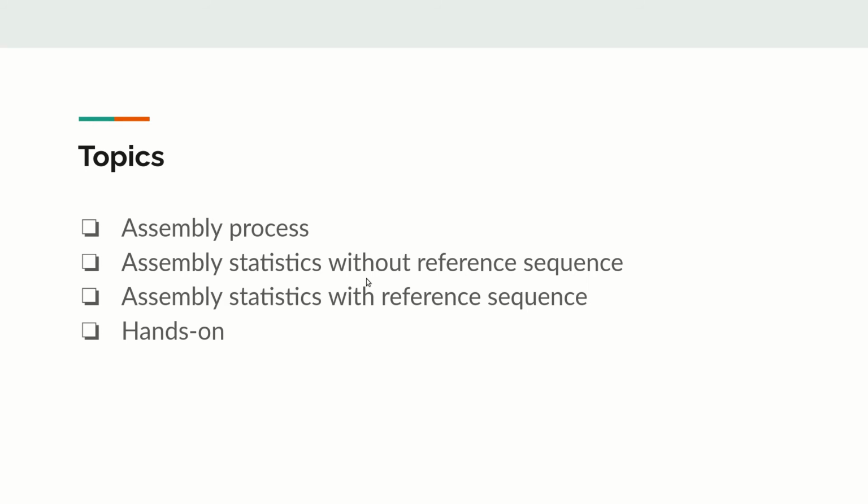And we will use Quast first without the reference sequence, and then we'll compare the assembly statistics with the reference sequence. That means we have a known reference sequence, so we will check how these tools differ by comparing the contigs with the reference sequence, and we will do the hands-on.